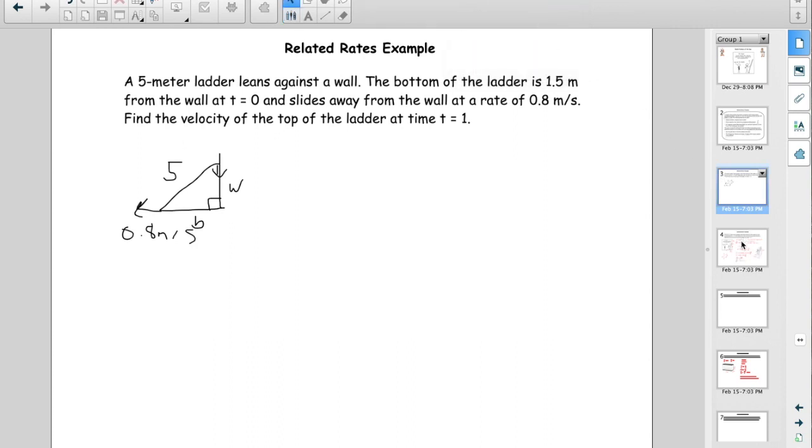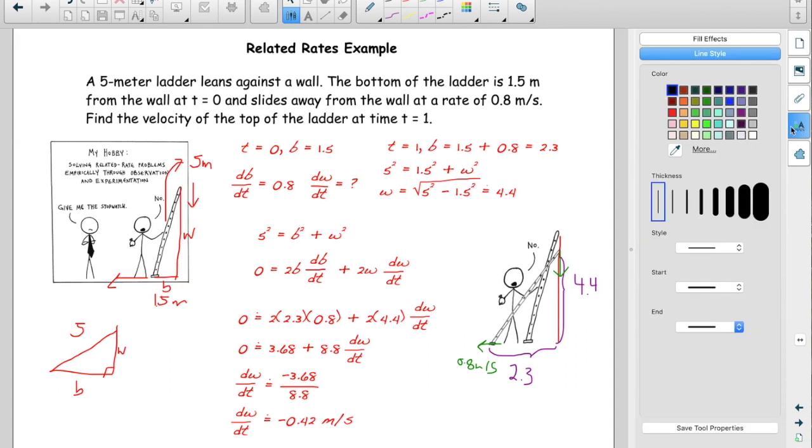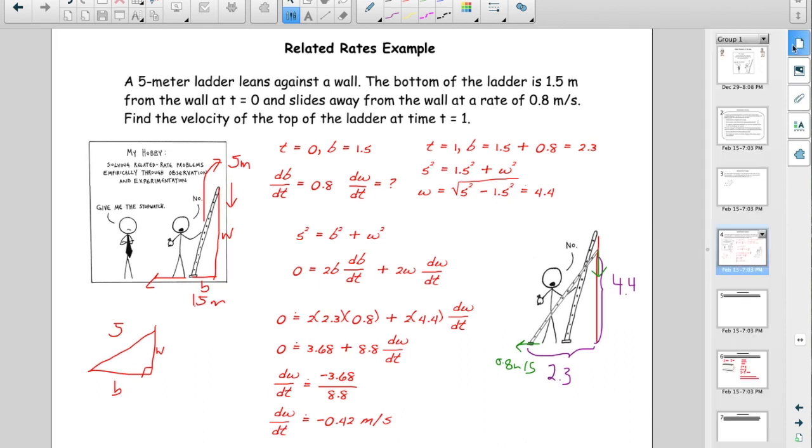All right, so attempting to walk you through the solution. So the first thing I suggested you should do, I know there's a lot happening on this slide. Let's just focus on this a little bit. I said start with the Pythagorean theorem. So the Pythagorean theorem says that 5 squared should be equal to b squared plus w squared. And then I suggested take the derivative of all of these pieces with respect to time.